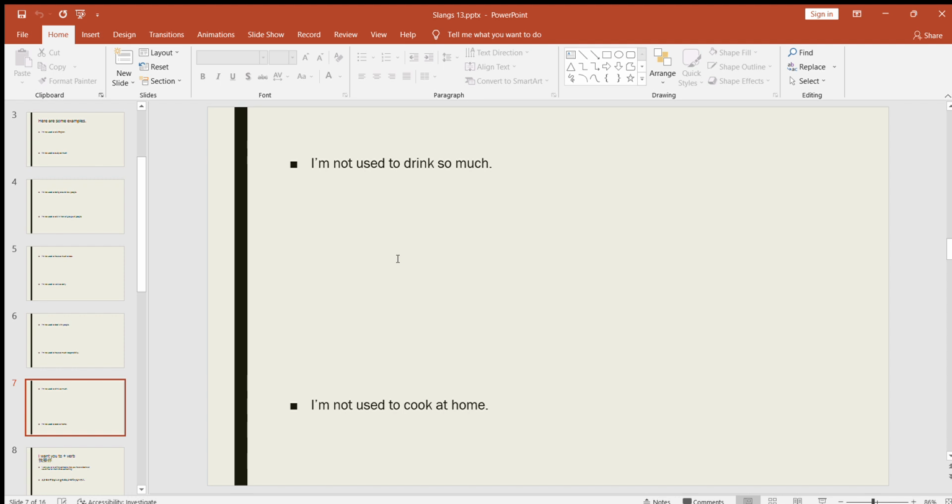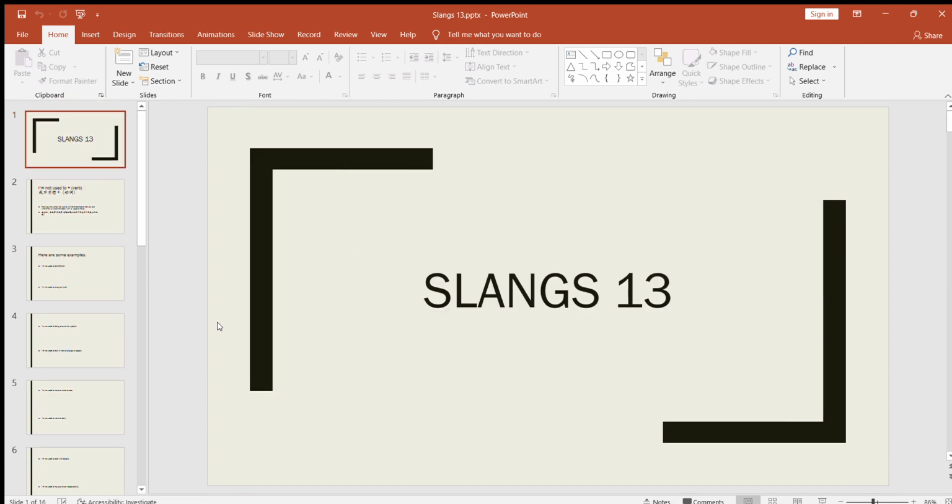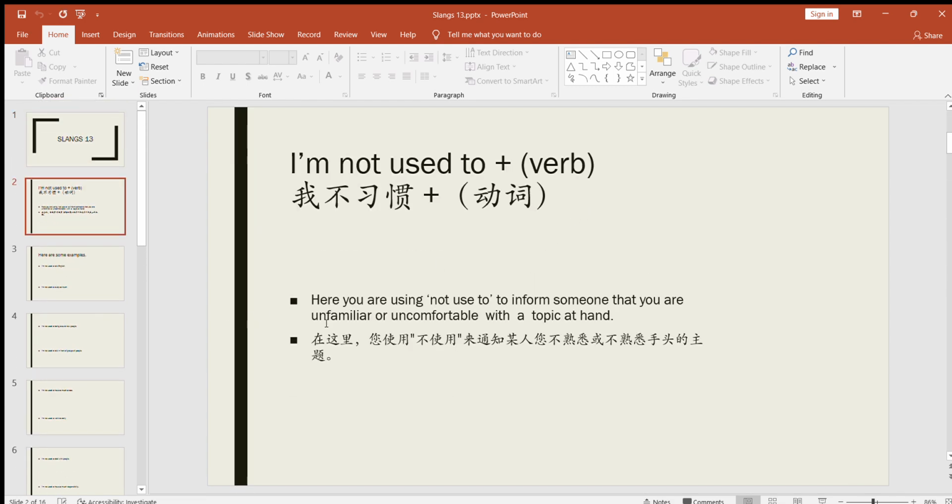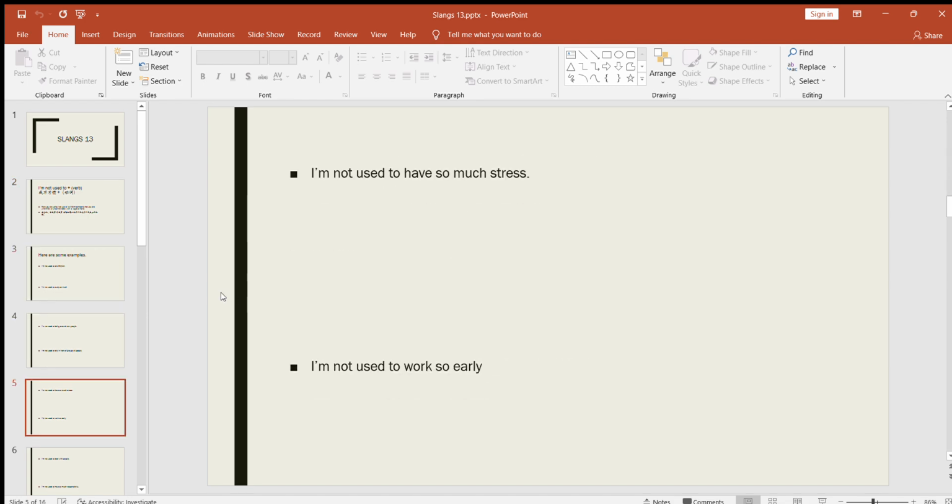Okay, maybe water also. Okay, I'm not used to cook at home. So it's a very useful slang. Let me just revise quickly. I'm not used to plus verb. Here you are using not used to inform someone that you are unfamiliar or uncomfortable with a topic at hand. Simply, you're uncomfortable or you're not good at this thing.